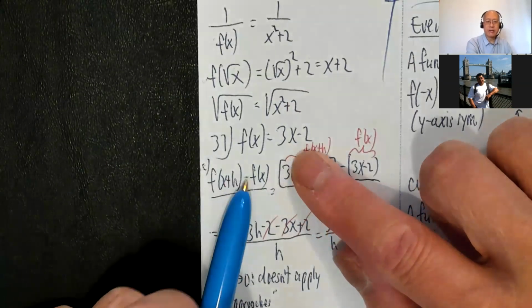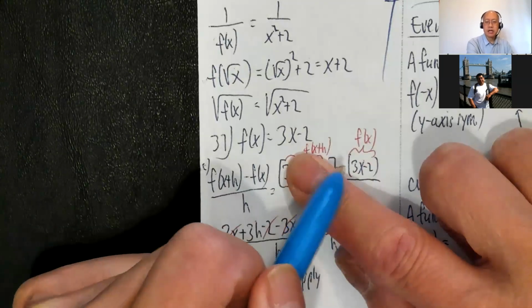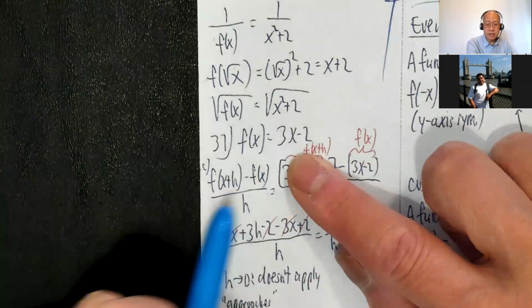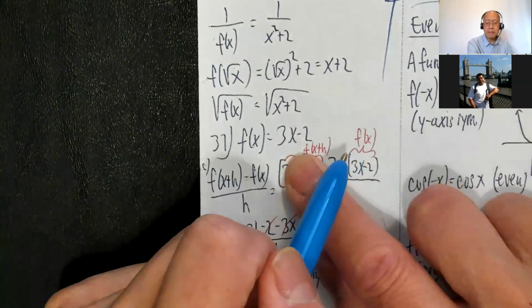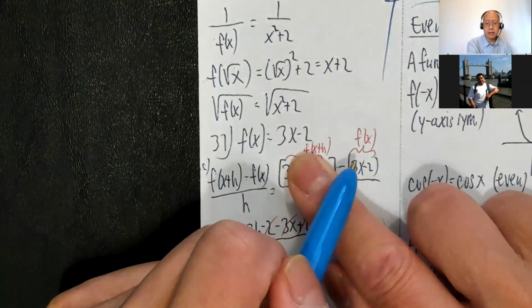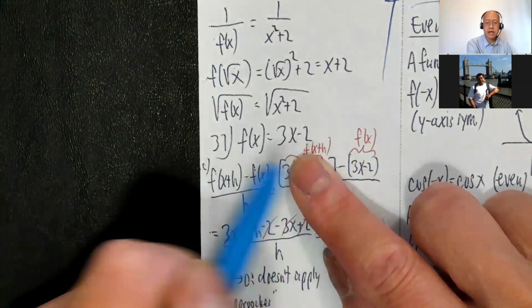Well, let me get this out of the way. Minus the original f of x means minus parentheses 3x minus 2, right? This is f of x. So blah, blah, blah, minus 3x minus 2. That's easy. Just copy the original in parentheses.